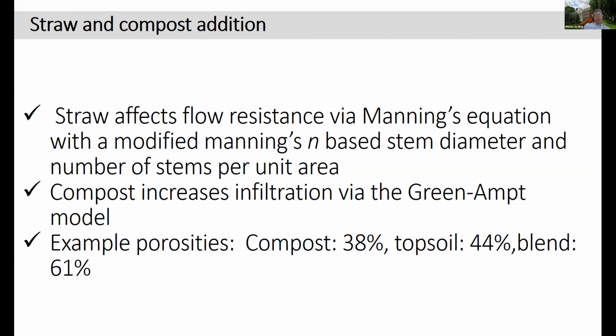Recently, we measured the porosity values in the field. What we did is basically we collected samples and we did vacuum saturation in the lab. And that gave us roughly a porosity of 38% for the compost, 44% for the topsoil, and the blend was 61%. So that was a nice one too.